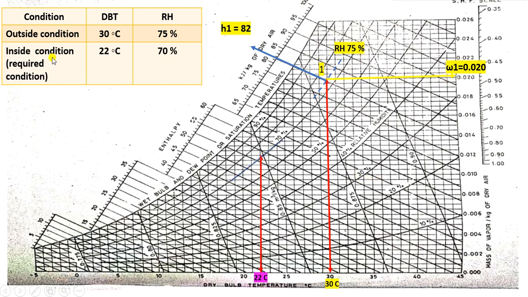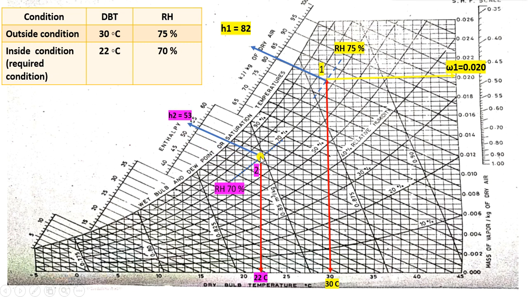Now I will look at the inside conditions, that is the required conditions. 22 degrees Celsius DBT is the inside condition. So take 22 degrees Celsius dry bulb temperature, draw one vertical line, and here 70% relative humidity is there. 70% is already available, the curve line. Here anyway I have shown it with some dotted blue color lines. The intersection of this dotted blue color line and this vertical red color line, I will take as point number 2. Okay. So 70% relative humidity at point number 2 and 22 degrees Celsius dry bulb temperature. Here is the RH line value. Okay, 75%, 70%. So I will measure the enthalpy at point number 2 again.